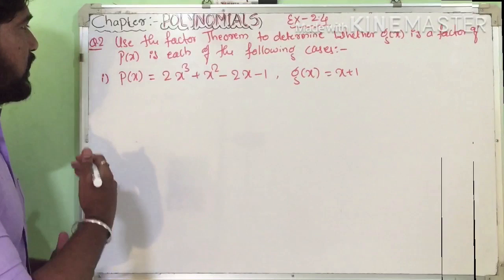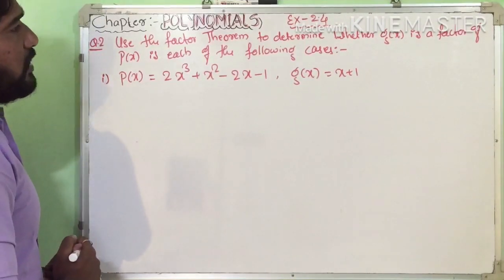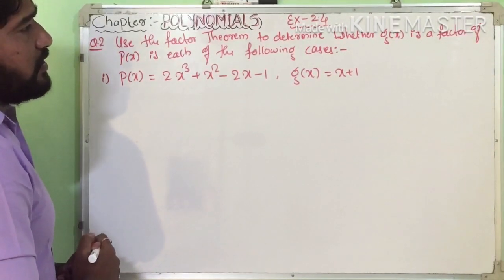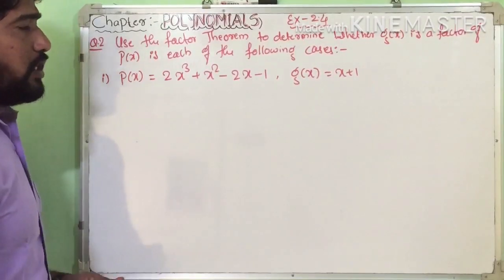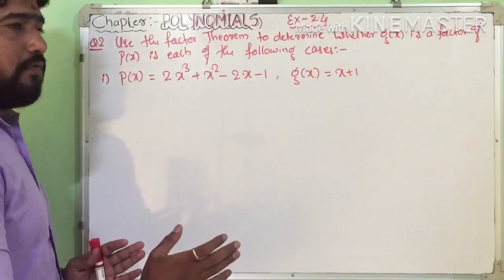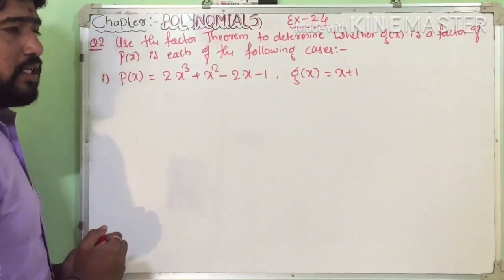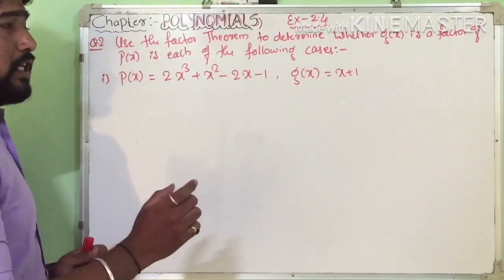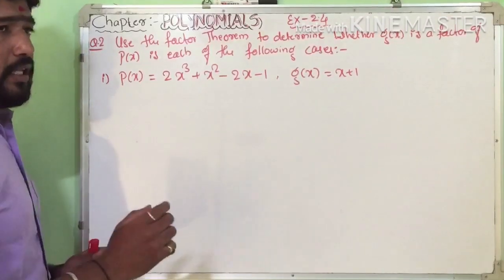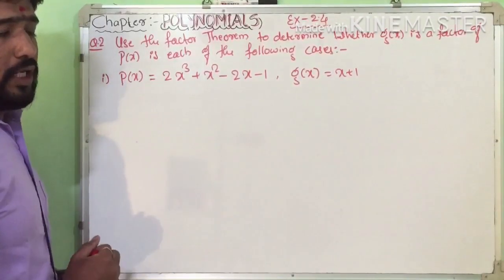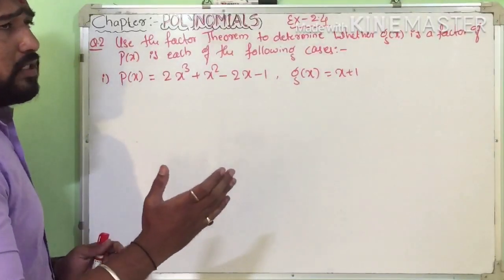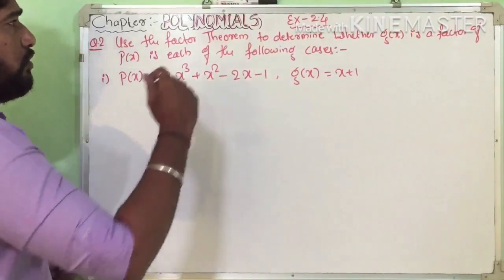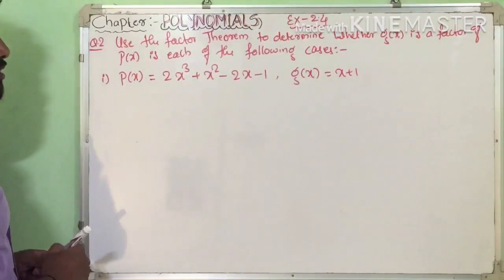Well students, the next one is: use the factor theorem to determine whether g of x is a factor of p of x in each of the following cases. So here we want to find out whether g of x is a factor of p of x or not. So if g of x is a factor of p of x, then the remainder must be 0 here, right? If it is not a factor of the given polynomial, then the remainder is not equal to 0, right? So we'll check whether these two are factors or not.